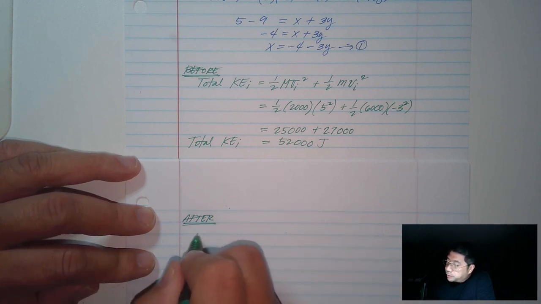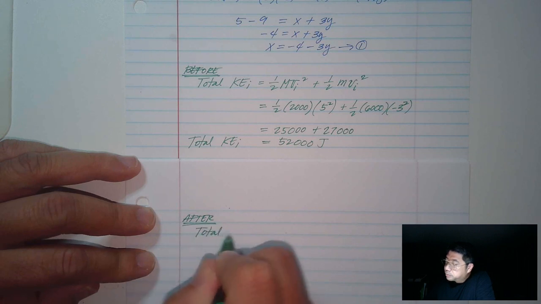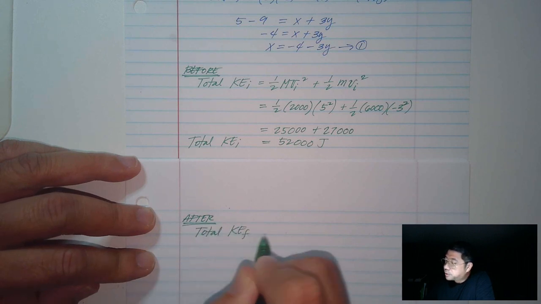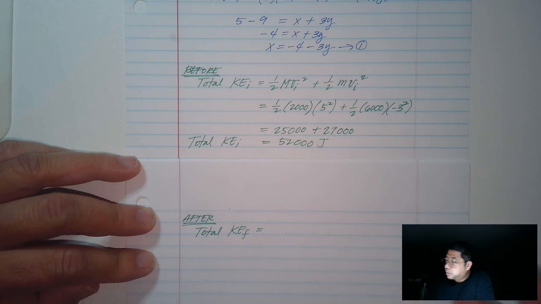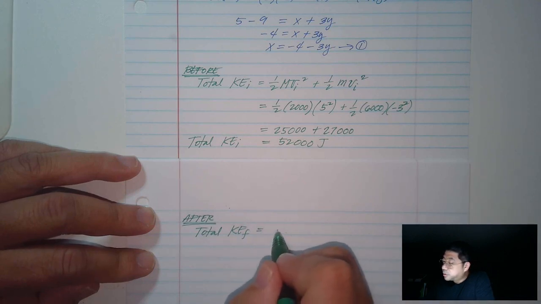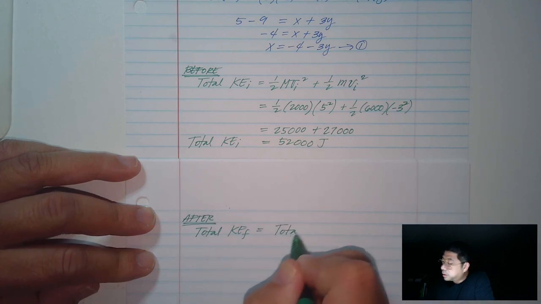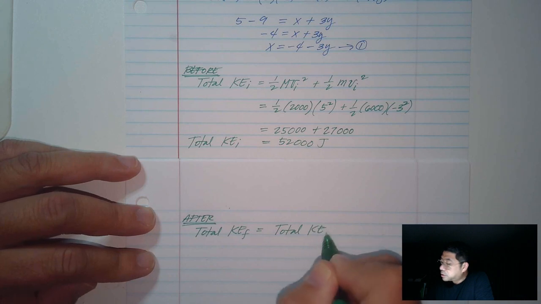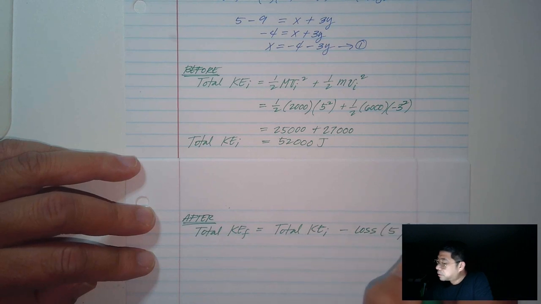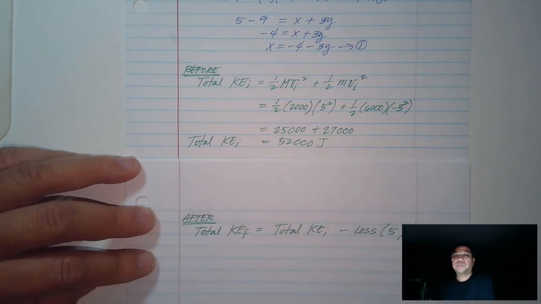So we have the total kinetic energy after collision, which is equivalent to the total initial kinetic energy minus our losses. And in our case, this is a 5% loss of the original.